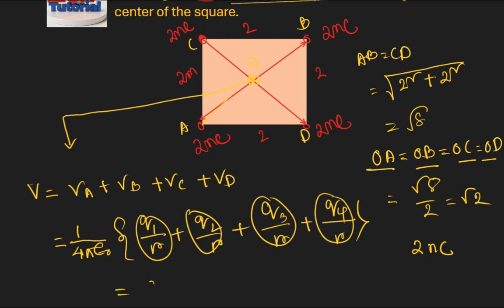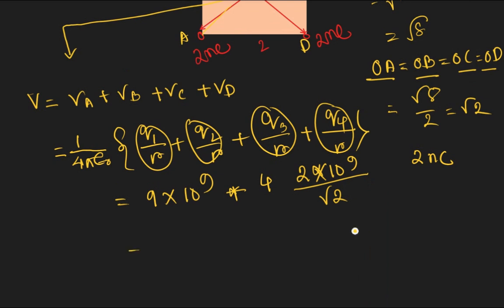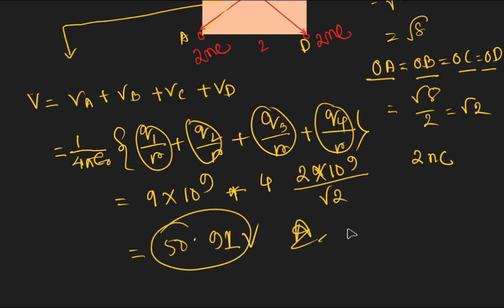That's why we could write down 9 into 10 to the power 9, and this is 4, and Q is 2 into 10 to the power minus 9 over R, which is square root of 2. After using calculator, the final result is actually 50.91 volt. So this is the final answer. At the center, 50.91 volt of potential can arise.